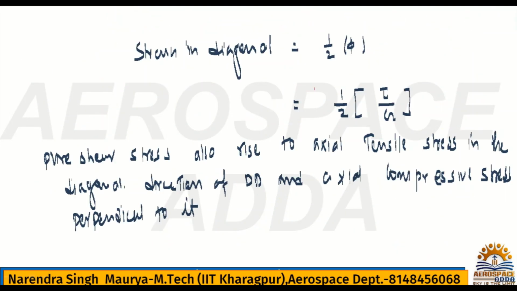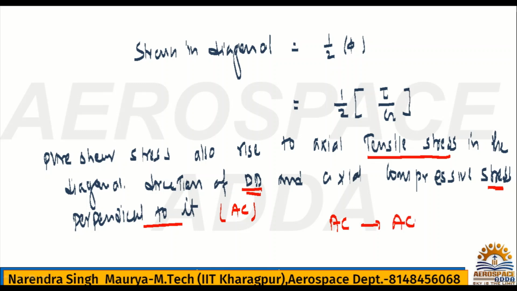For that reason, I am giving the statement here. Along the DB diagonal we are getting the tensile stress. But compressive stress will be perpendicular to it, meaning along the AC. Along the AC we will have compressive stress. For that reason, your AC becomes AC dash if you check in the diagram, and DB becomes DB dash.